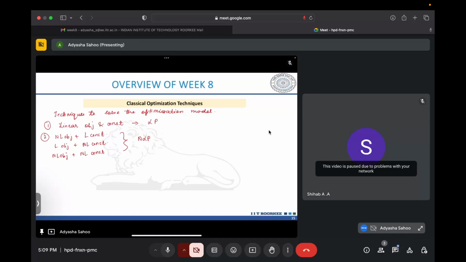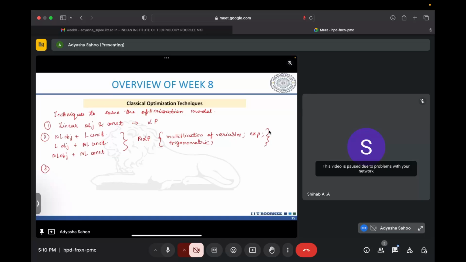By nonlinearity, we mean nonlinearity can be of various types, such as multiplication of variables, or you may have different mathematical functions such as exponential or trigonometric. So these all add to the nonlinearity of the system. That is called an NLP type.